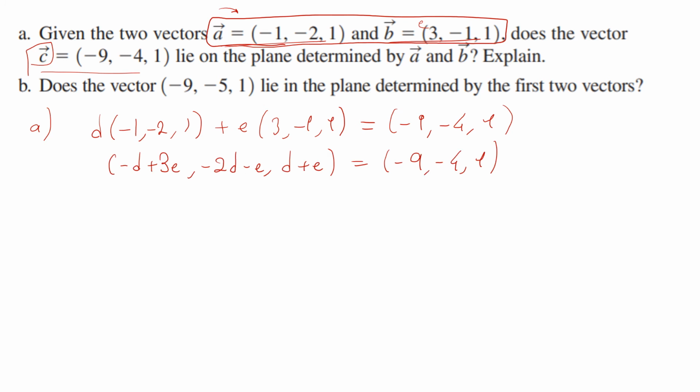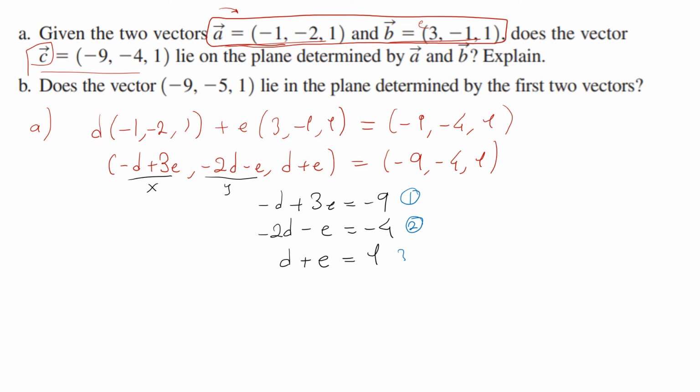Now I can make 3 equations from this instead of 2 equations, because I know this represents x and my x is -9. So I can say -d plus 3e will equal -9. Now this represents my y, which will be -2d minus e equals -4. And the last portion is the z portion, which is d plus e equaling 1. Now, the easiest way to deal with this question is, because whenever you have 3 equations you don't use them all, I'm going to number these: equation 1, equation 2, and equation 3.